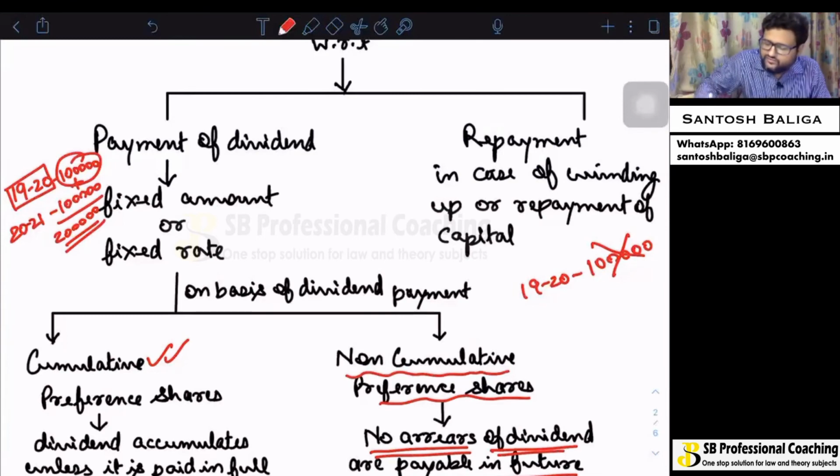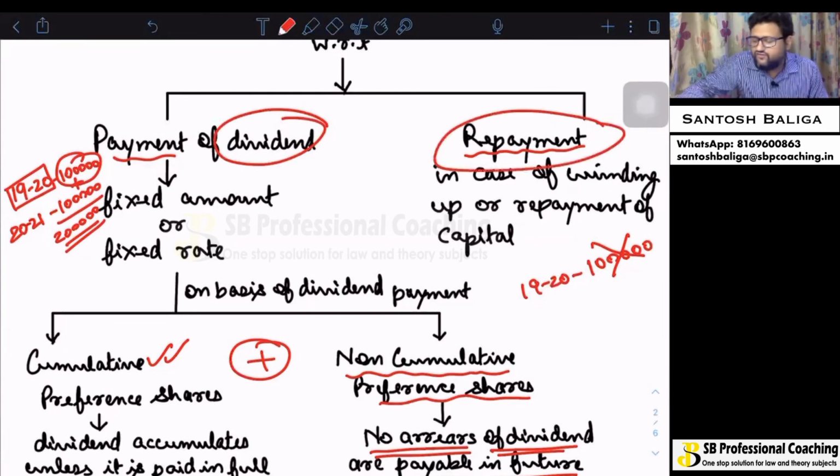So I hope you understood both cumulative and non-cumulative preference shares. This is something that I'm going to use in the next lecture, coming very soon, on dividend and payment of dividend, where these basic concepts will be used. So in this short lecture, we spoke about the two preferences given to preference share capital: payment of dividend and repayment in case of winding up or repayment of capital. We also understood the concept of cumulative and non-cumulative preference shares. I hope you have understood this very short lecture.